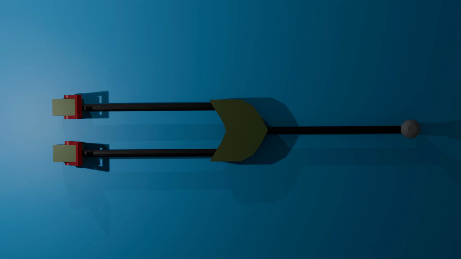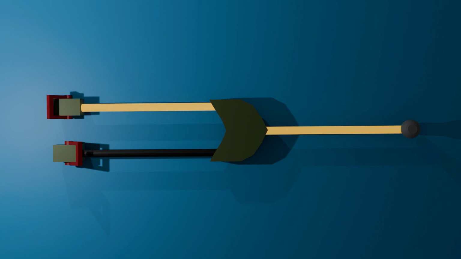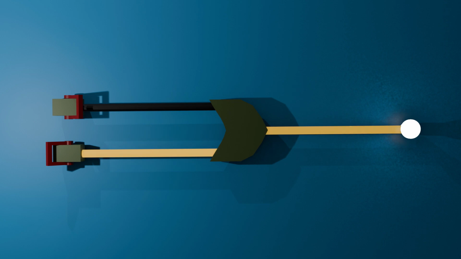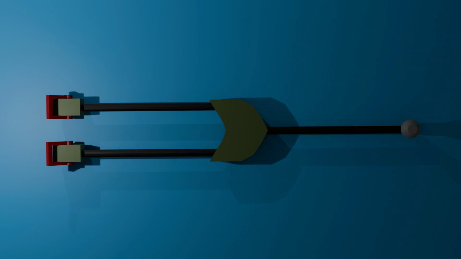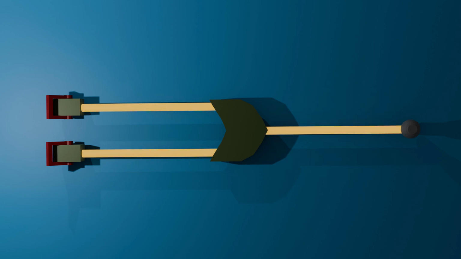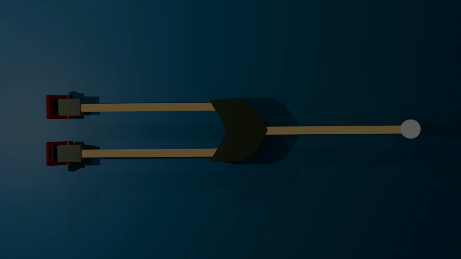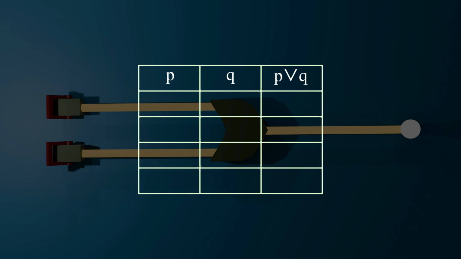For the visualization, when both levers are not switched, the lamp is off. When we switch one of the levers, the lamp will be on. It's the same when we switch both of the levers, the lamp will be on. The truth table of OR is like this.